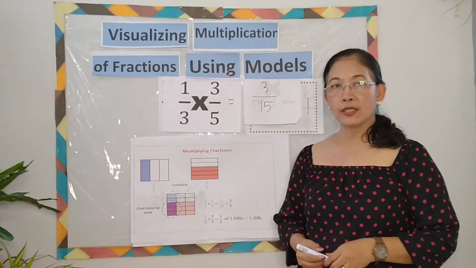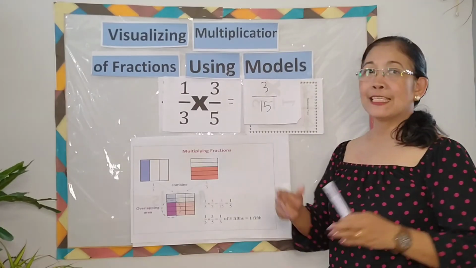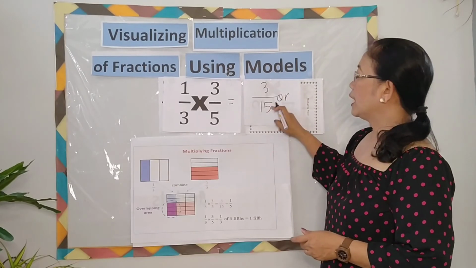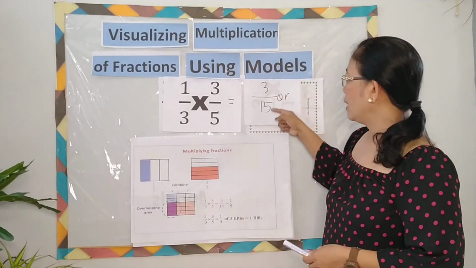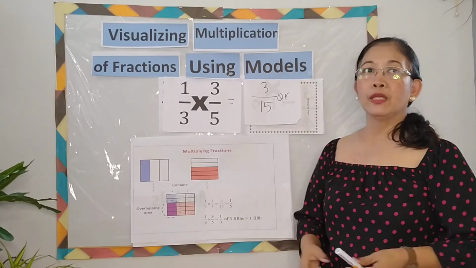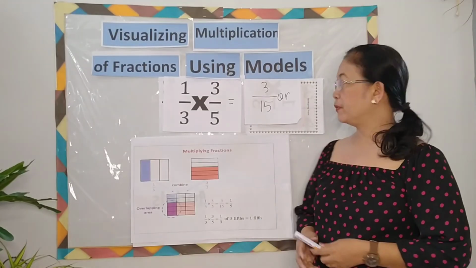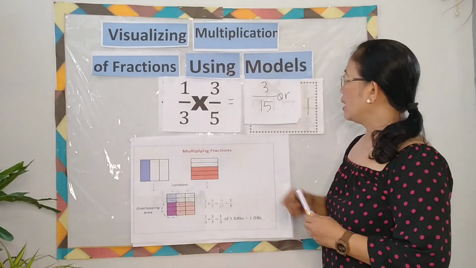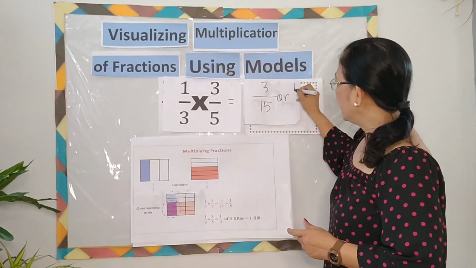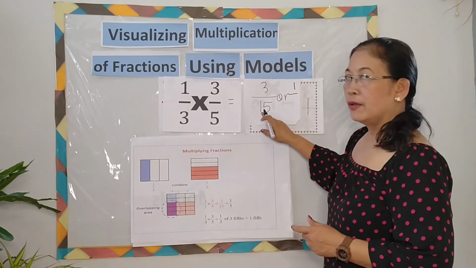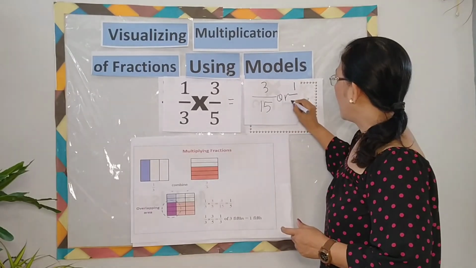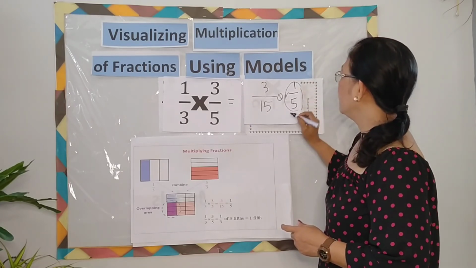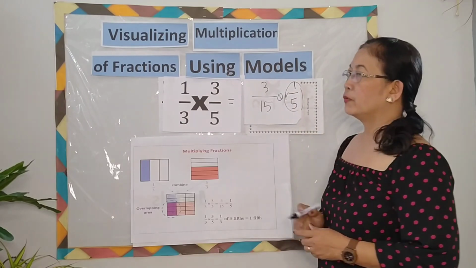And then reduce your answer to lowest terms because it is possible. Now, we're going to look for the greatest common factor of 3 and 15, or the number that can divide both 3 and 15, which is the number 3. If you divide 3 by 3, it will give you 1, and 15 divided by 3 is equal to 5. So 1/5 is the lowest term of 3 over 15.